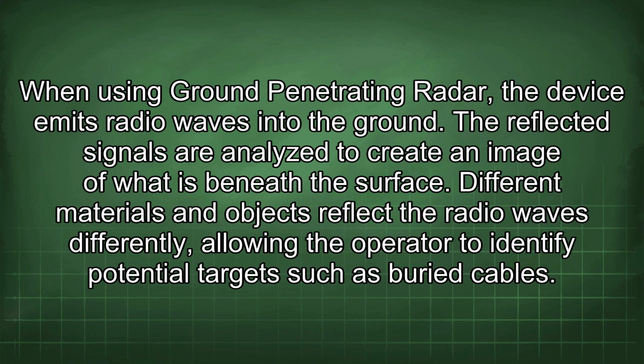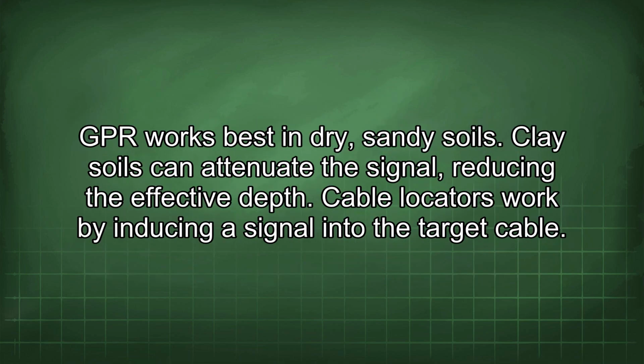When using ground-penetrating radar, the device emits radio waves into the ground. The reflected signals are analyzed to create an image of what is beneath the surface. Different materials and objects reflect the radio waves differently, allowing the operator to identify potential targets such as buried cables. GPR works best in dry, sandy soils. Clay soils can attenuate the signal, reducing the effective depth.